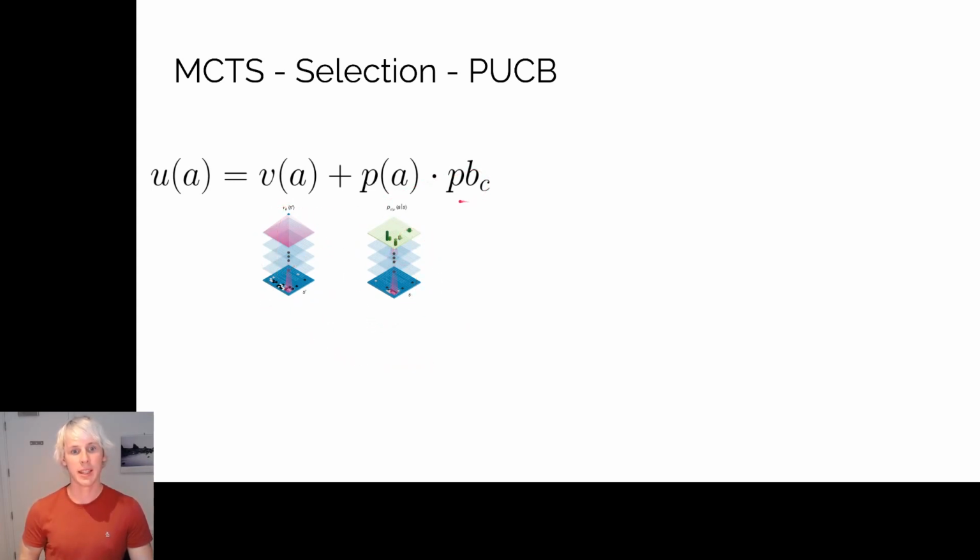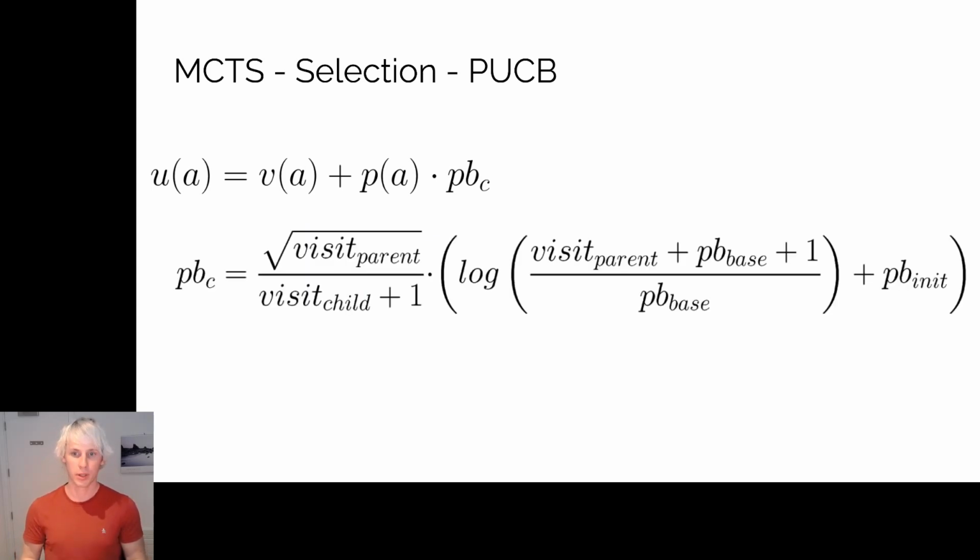And we can scale this with some constant that allows us to trade off exploration as we search more and more, and as we acquire more information about the tree. And the exact shape of this constant is not as important as the general idea. The more visits we have, the more evaluations we have, the less weight we want to give to our policy, and the more weight we want to give to our aggregated value estimate.